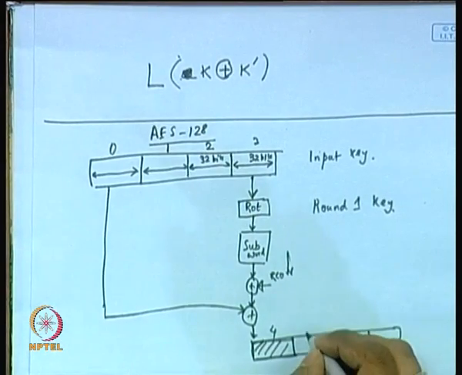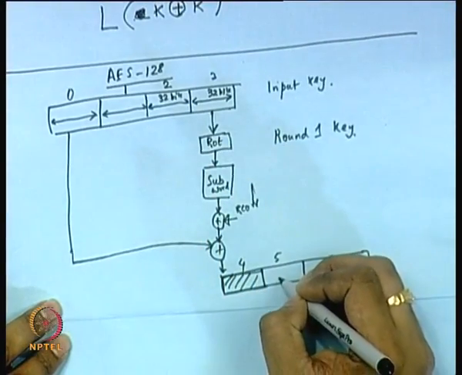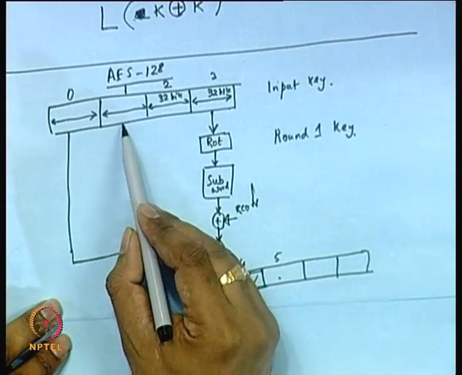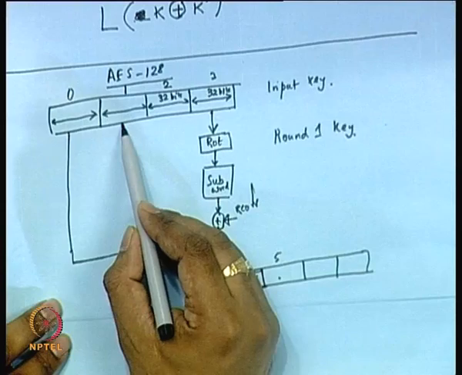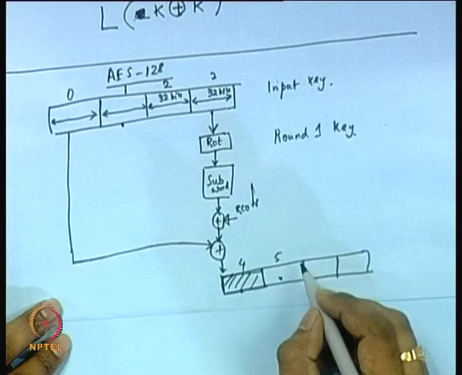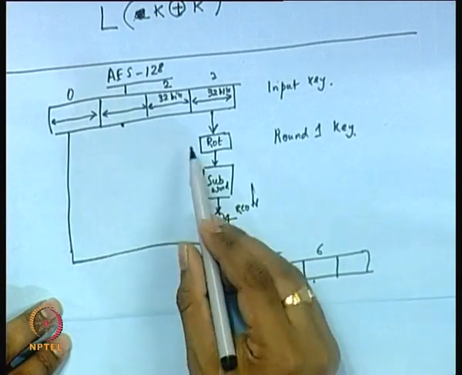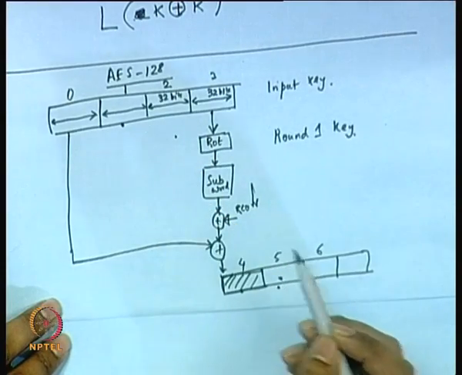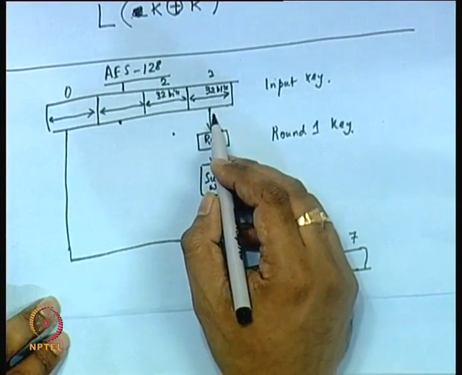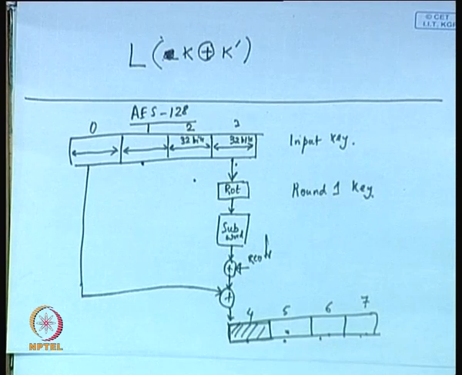Now the next thing is how do I generate the 5th word. You generate the 5th word by simply taking an XOR of the previously generated word and this word, okay, and that is the way you obtain the 5th word. Now the next question is, how do I generate the 6th word? The 6th word is the XOR of the 5th word and the 2nd word, okay, and how do you generate the 7th word? You generate it by XORing the 6th word with the 3rd word, okay. So that is the basic algorithm of how the AES key scheduling algorithm works, okay.